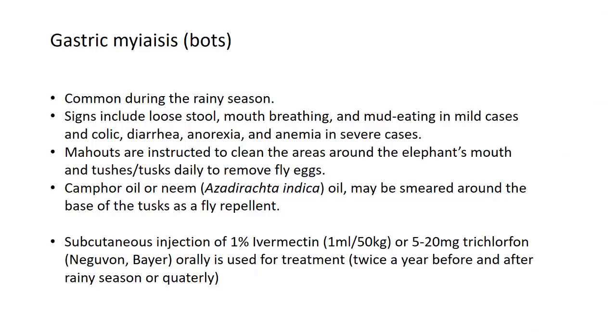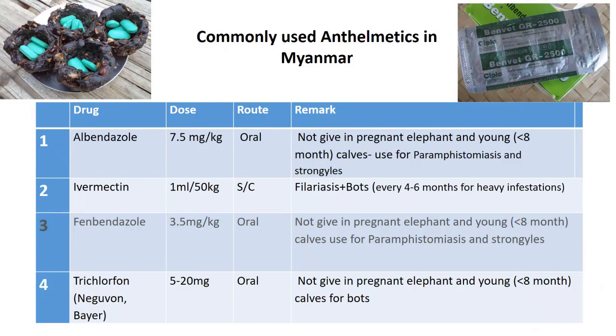For treatment we use ivermectin 1% injection at 5 to 20 milligrams, and we use Neguvan orally. We prefer injection twice a year. This is just for information for vets who would like to know about anthelmintics. In Myanmar we use albendazole, ivermectin, fenbendazole, trichlorophene, and Neguvan. There are others, but these are the main drugs we use in the field.